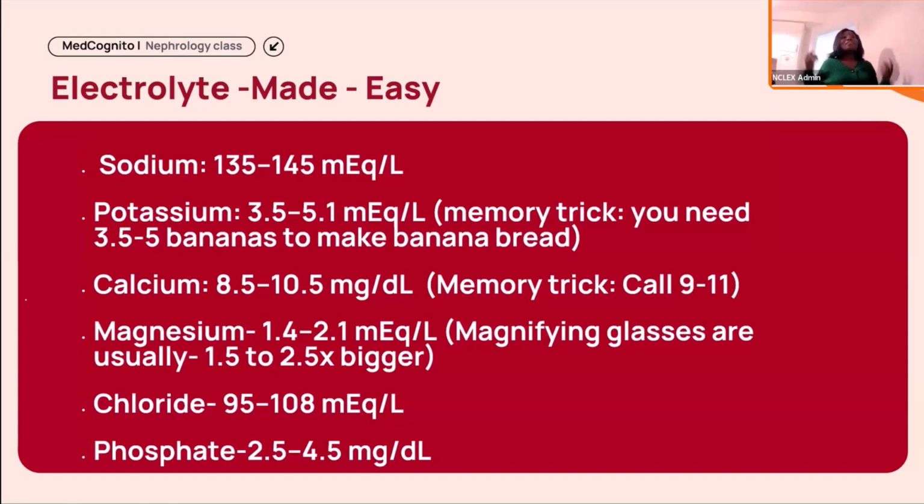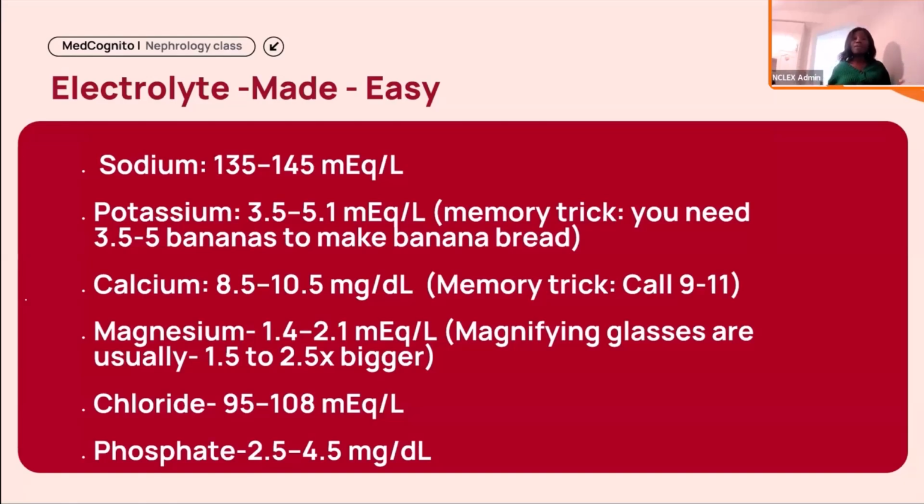Okay, I love banana bread. Whenever I make banana bread, I use 3.5 to 5 bananas. So the range for potassium is 3.5 to 5.1, but based on the reference you are using, it can even be around 5.5. So always look out for the reference that you are using.